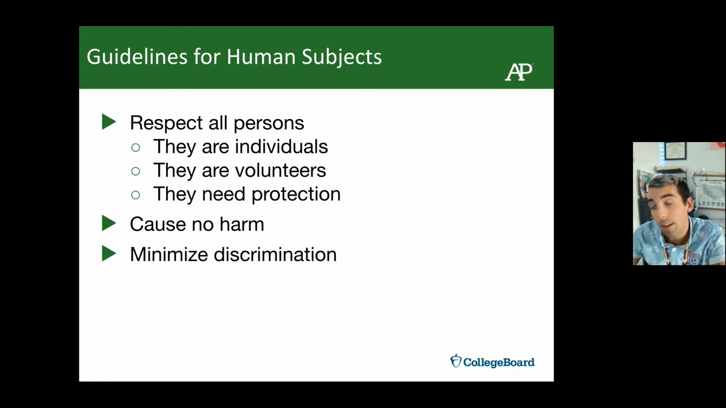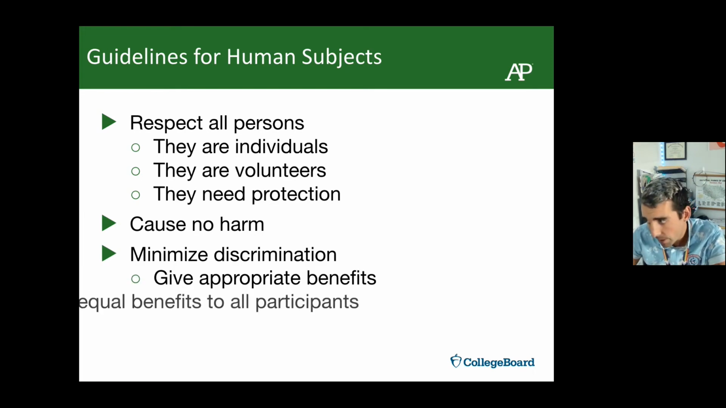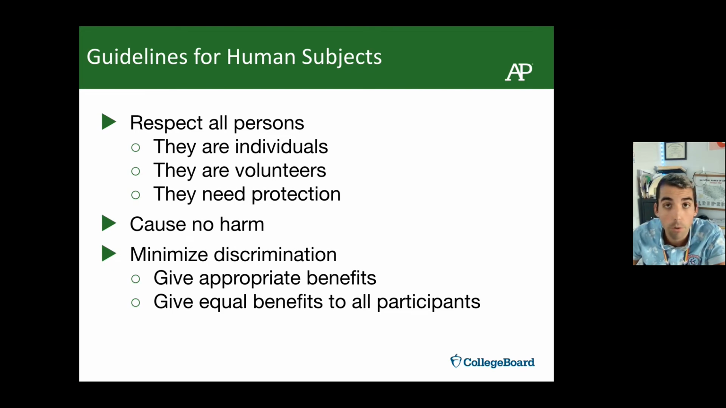And we want to make sure we are minimizing discrimination. And that includes giving appropriate benefits. So if we give a benefit to one person, it goes to all of them. We'll talk a little bit more about what giving benefits means and how that might skew results. So be wary of giving benefits, but if you do give to one, you give to all, and then giving equal benefits to all participants again. So making sure that we are not giving one benefit to one certain class of individual and not to the other.